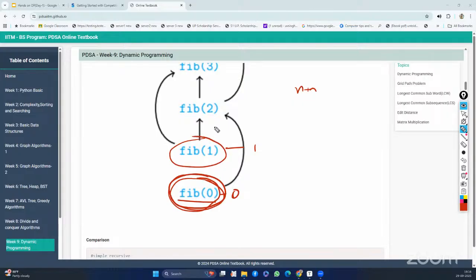Now we will reuse the solution of the previous subproblems and get the next solution. To get fib 2, we take the value from fib 0 and the value from fib 1. We repeat this process. We have 0 and 1, so to get the next term, 0 plus 1 is 1. Now to get the next solution, 1 plus 1 is 2. This is the type of approach we are following.